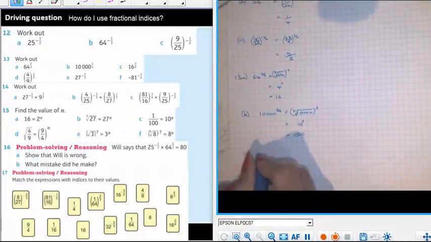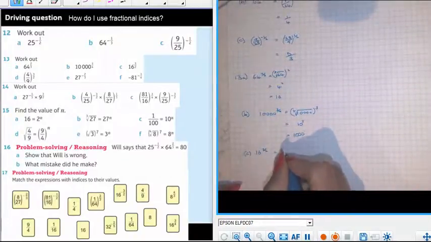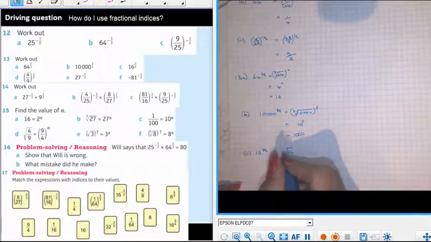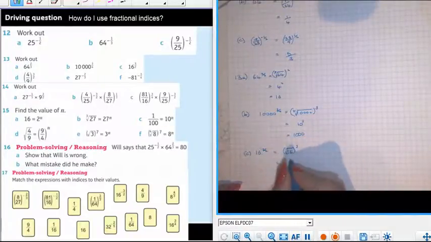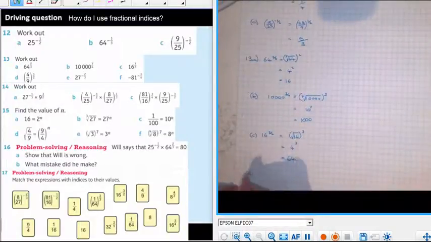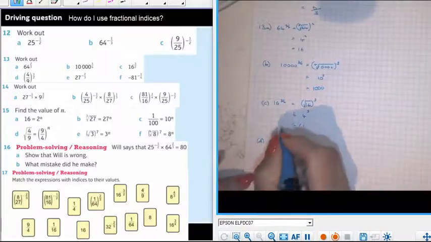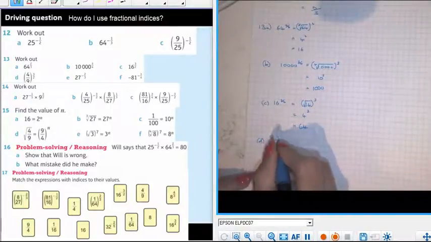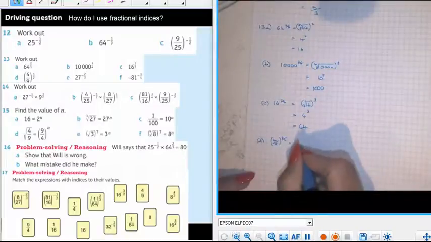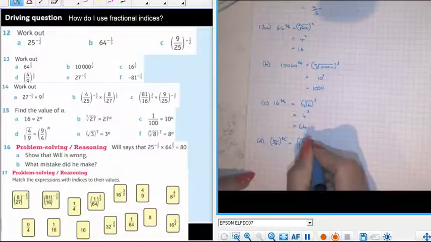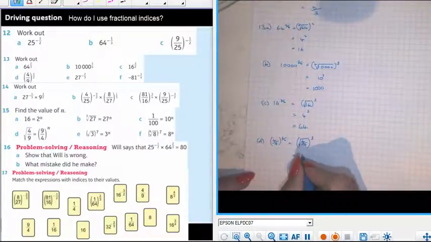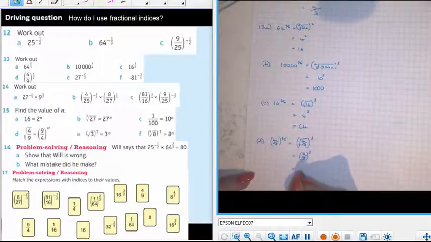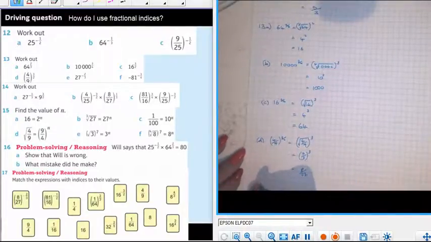13c, 16 to the power of 3 over 2. So I'm going to square root 16 and then cube it. The square root of 16 is 4, and 4 cubed is 64. 13d. 4/9 to the power of 3 over 2. So I'm going to square root 4 over 9 and then cube the answer to that. The square root of 4 over 9 is 2 over 3, and 2 over 3 cubed is 8 over 27.